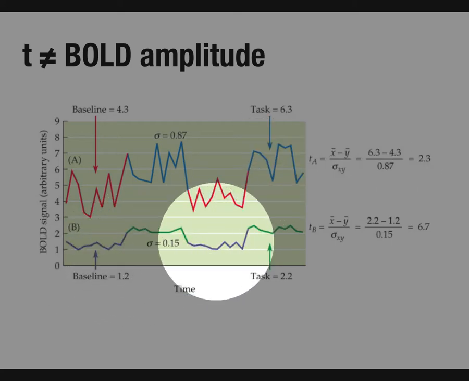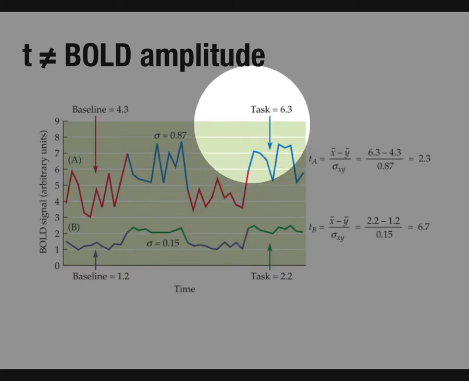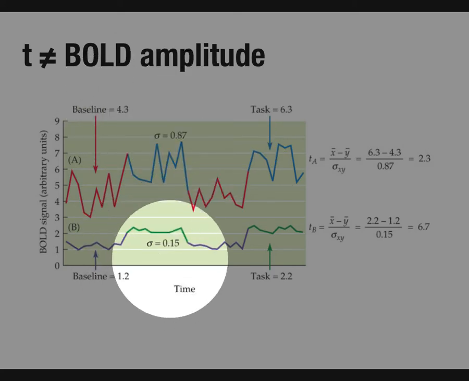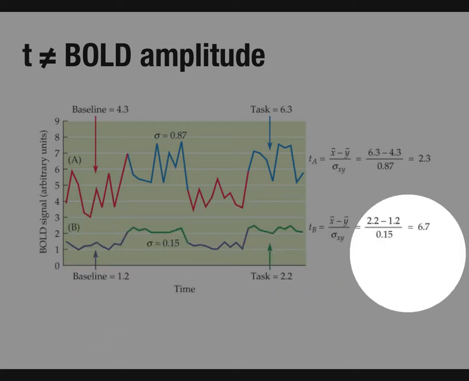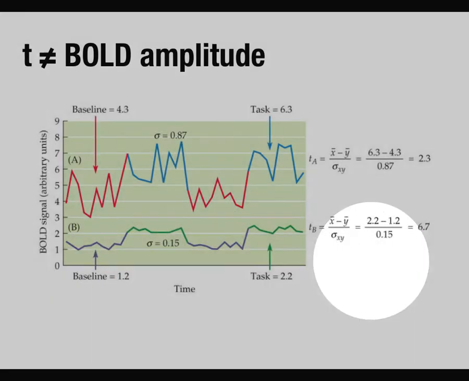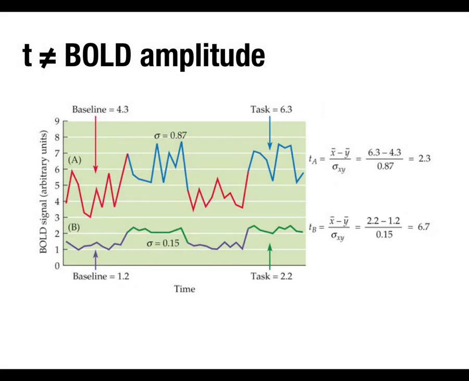Here, we have a much weaker signal change. So the difference between task and baseline is 2.2 versus 1.2. So it's this magnitude of 1. So it's half the size of the difference that it was here. But the variance is also much lower. And you can see that both by the signal value there, but also just looking at the time course. And so the t-value ends up being much bigger because the ratio of signal to noise is better.